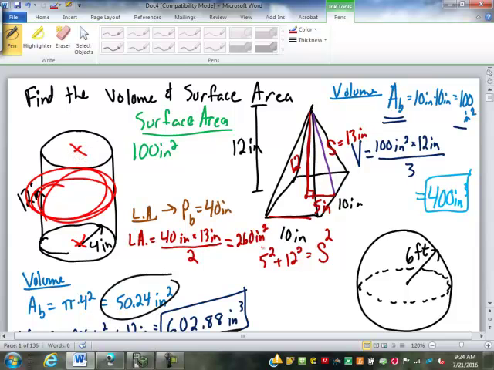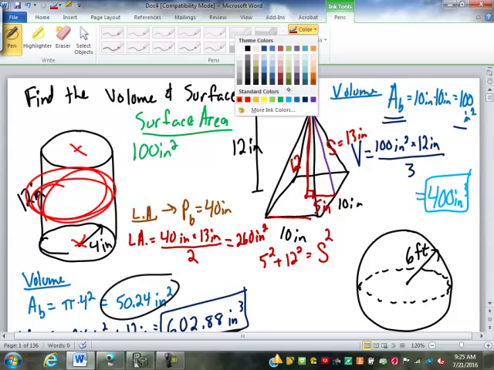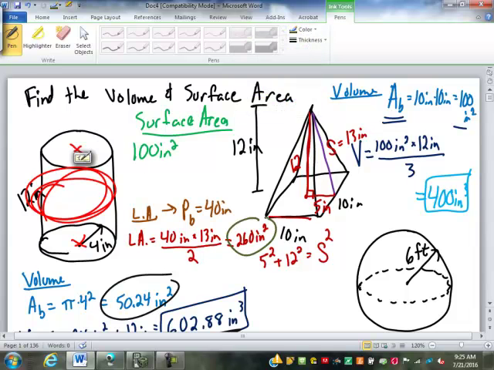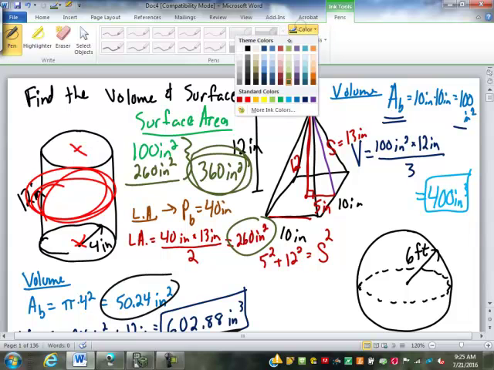13. 5 squared, 12 squared is 169, and then the square root of 169 is 13. So that means to our 100 square inch area of the base, we add 260 square inches of lateral area. You get 360 square inches of total surface area.